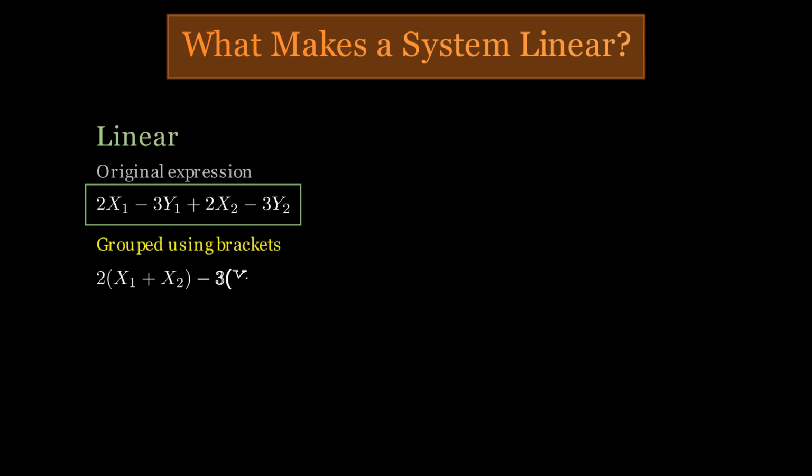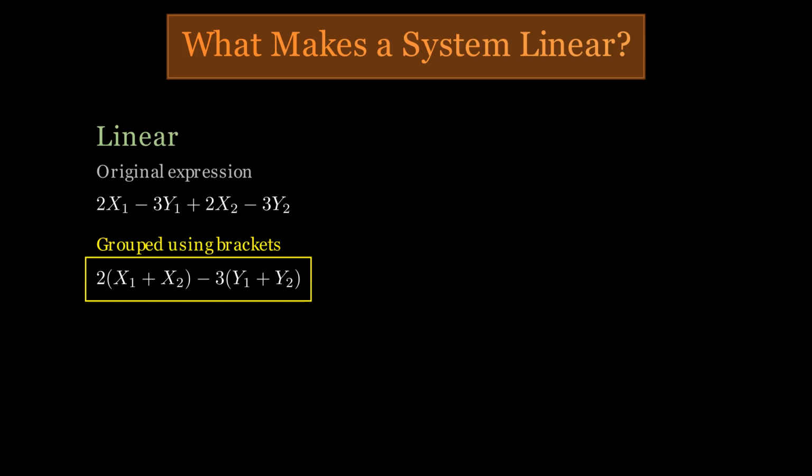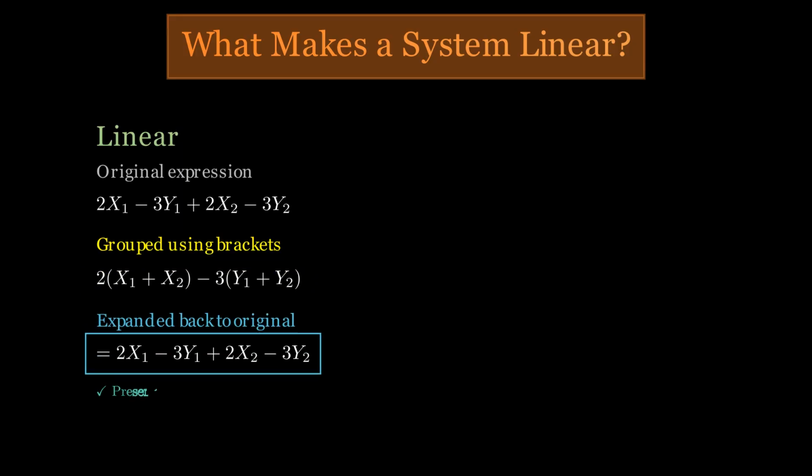When we group the x terms together, and the y terms together, this shows that the system respects additivity. One of the key properties of linear systems: if we use these terms as input, the output would be the same as above. Let's see how. We can easily open the brackets back and return to the same expression. That's what makes it linear. It's stable, additive and preserves structure.